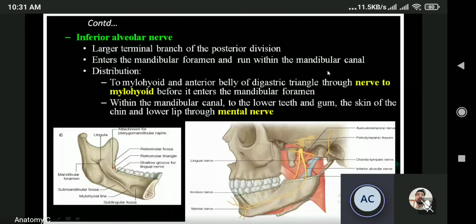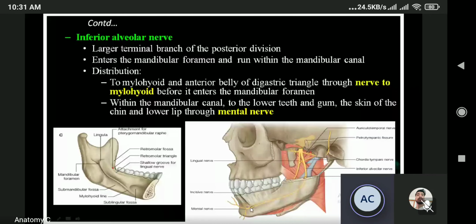The next one is the inferior alveolar nerve. Now let's see, this is the inferior alveolar nerve. This is the largest terminal branch of the posterior division. Now this will enter through the mandibular foramen. You can see the mandibular foramen over here, and this will run through the mandibular canal and finally emerge out through the mental foramen over here.